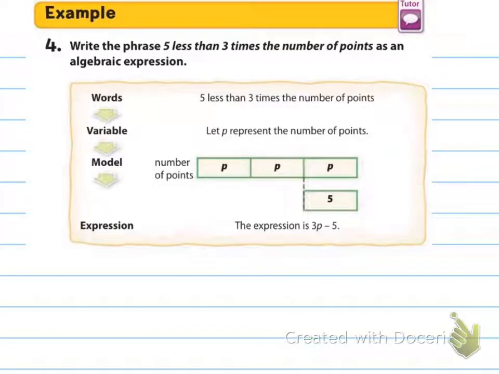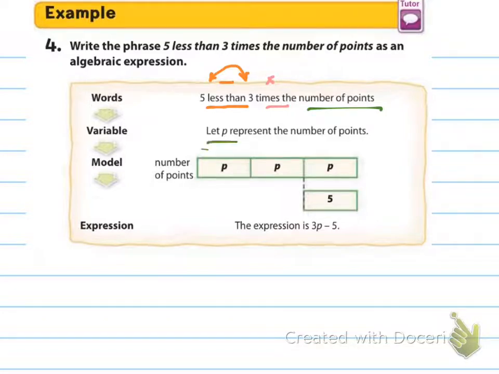All right, so example number 4 says write the phrase 5 less than 3 times the number of points as an algebraic expression. So lots going on here. The words say 5 less than 3 times the number of points. So here are our key words. We've got less than, which means minus and flip-flop. Don't forget the flip-flop. And then we've got times here, which obviously means multiplication. That doesn't say times as many, so it's not division, it's actually multiplication, it's just times. We've got the unknown, which is the number of points. We don't know what that is, so that's where our variable will be.